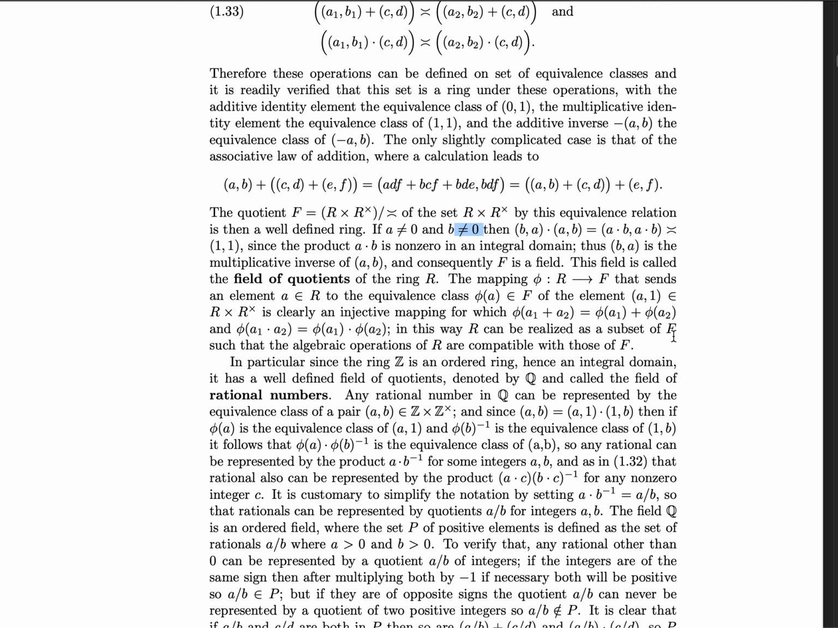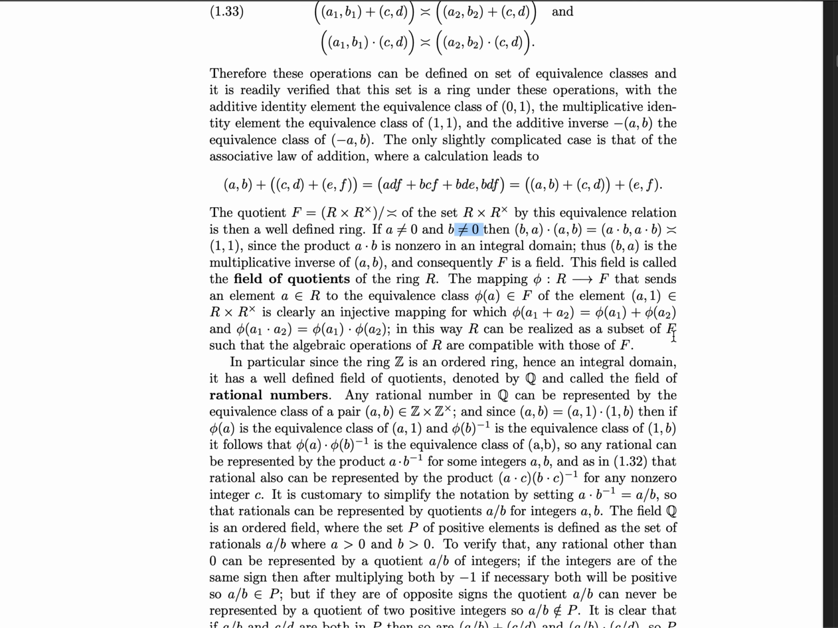This field is called the field of quotients of the ring R. That is, for any integral domain, we can perform this process so that we get a field. We can then associate to this ring a mapping from the ring to the field of quotients over that ring, namely phi, which sends an element a in R to the equivalence class phi of a within F, which is the element (a, 1). And this makes sense in terms of our fraction example, because a divided by 1 will just be a in the standard real numbers.